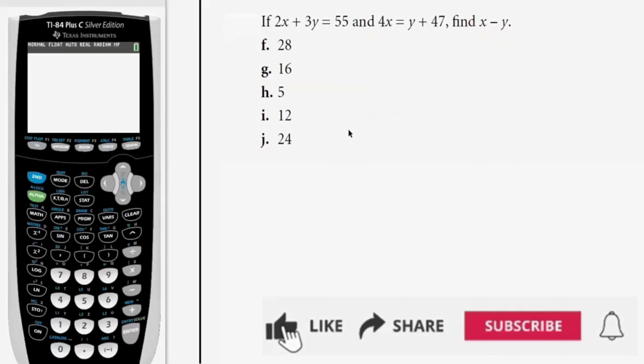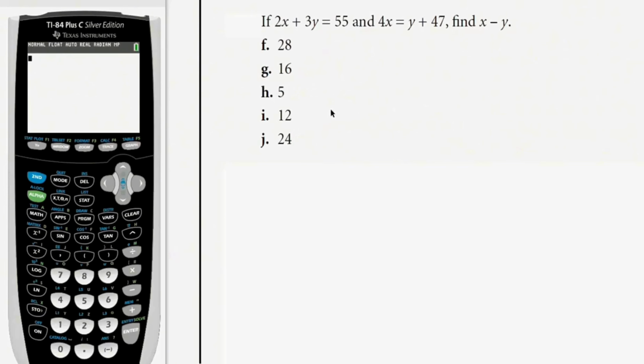In this video, we're going to learn how to solve this ACT math question easily and fast using the TI-84 Plus calculator. Alright, so guys, this question is very easy. It's under simultaneous equations or systems of equations. So the question says if 2x plus 3y equals 55 and 4x equals y plus 47, find x and y. Alright, so we are going to use the simultaneous equation solver on this calculator to find x and y respectively and simplify this expression x minus y.